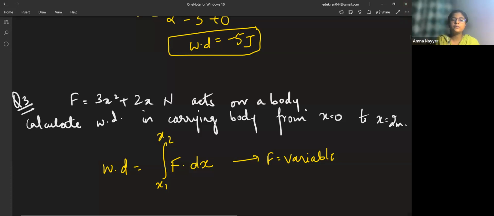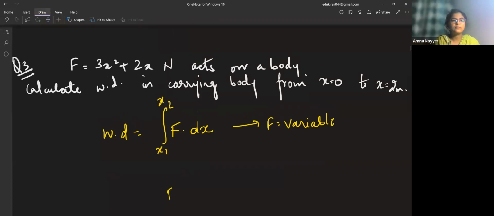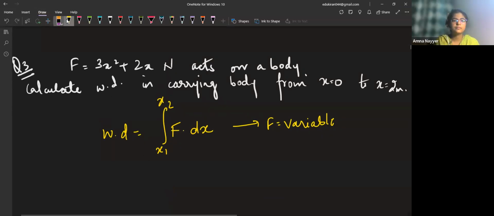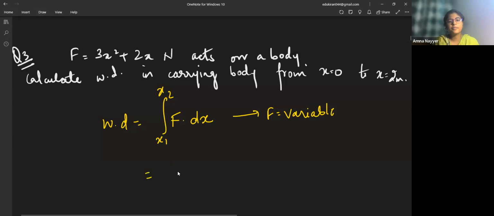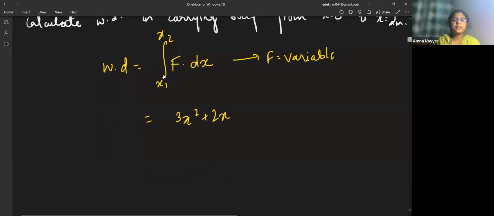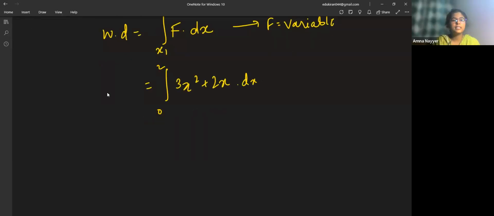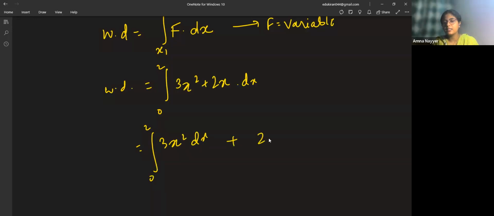So force is 3x square plus 2x, and we have to integrate it from 0 to 2 dx. This is the work done. So this becomes the integral of 3x square dx from 0 to 2, plus the integral of 2x dx from 0 to 2. All those who have forgotten integration, today only revise integration and differentiation. Integration especially, because here integration will be used.